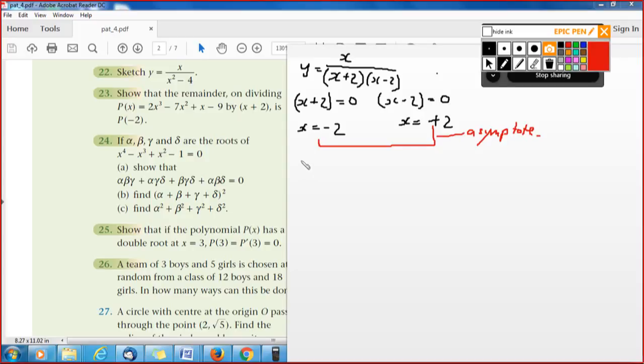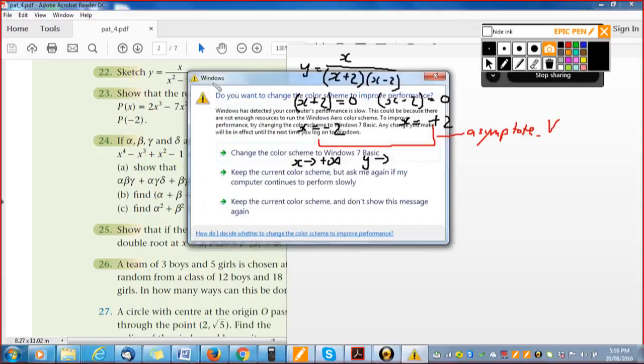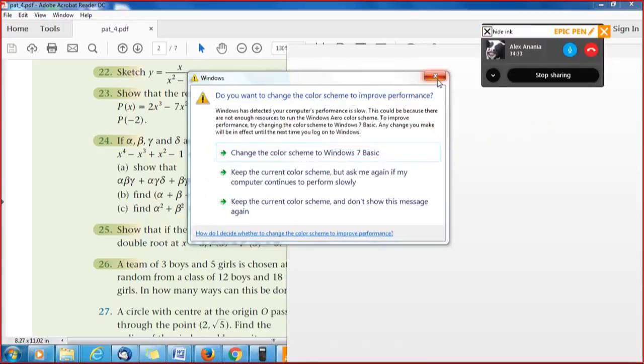The horizontal asymptote is where you examine what happens as x gets extremely large. So as x approaches positive infinity, y approaches what? If x gets really, really large, and this gets really, really large, what's going to happen? Well, let's have a look at what happens.